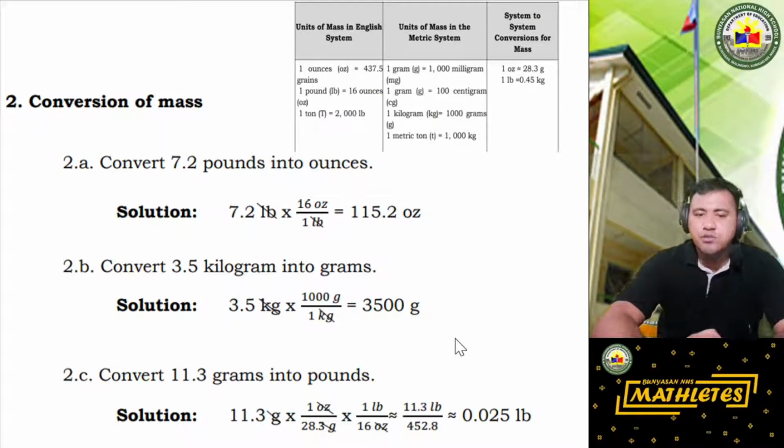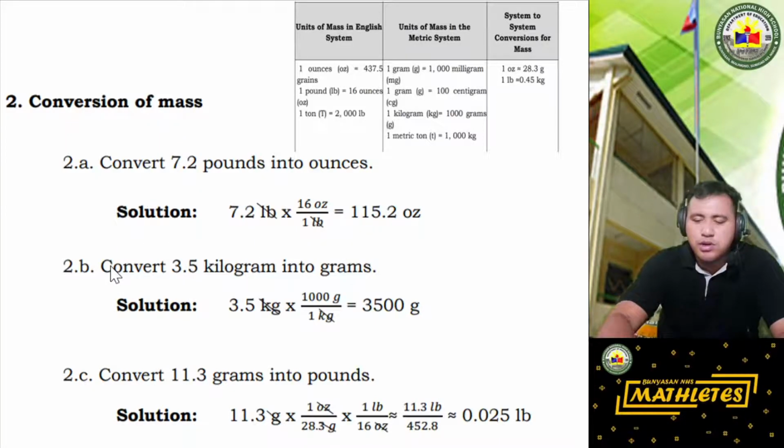We have the conversion of mass. So we have convert 7.2 pound into ounces. We have 7.2 pound. So we have pound to ounce. We have 1 pound is equal to 16 ounce. Kasi pound yung ginagamit, so kailangan si pound ibababa para makancel. So 7.2 pound times 16 ounce over 1 pound. So cancel si pound. So that is 7.2 times 16 is equal to 115.2 ounce. Okay?